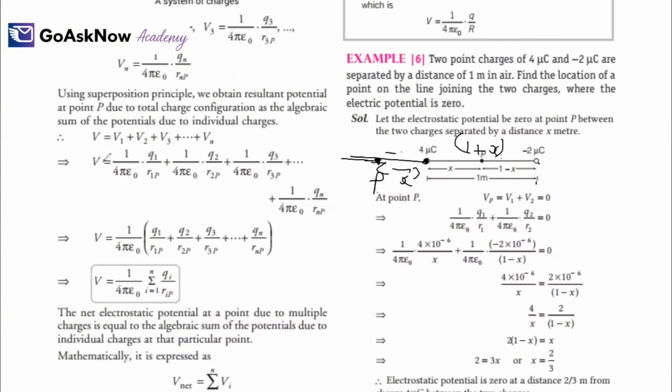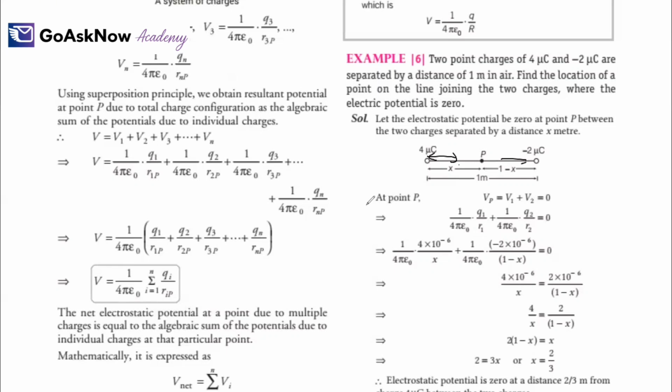So yes, after solving it at point P, we have Vp equal to V1 plus V2. That will be V1 plus V2, where V1 is due to this charge. So apply the formula: kQ1 by R1 plus kQ2 by R2 equal to 0. The summation of kq1 by r1 plus kq2 by r2 will be equal to 0 only.